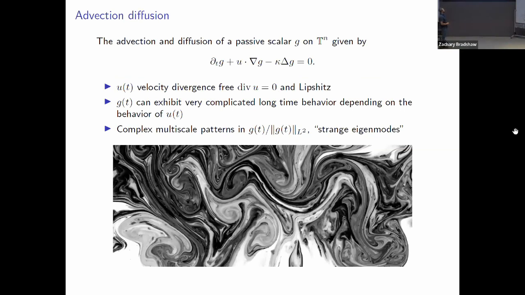So here's the equation that we all know and love, the passive scalar advection diffusion equation. Here I'm just going to work on the torus, but some of what I'm saying can totally be done on some sort of compact manifold without boundary, maybe with boundaries. I'm not 100% sure about the boundary case. Of course, the velocity field will be some time-dependent divergence-free velocity field, and I'm going to assume that it's Lipschitz at least, or more regular than that. So I'm not dealing with anything that's rough.